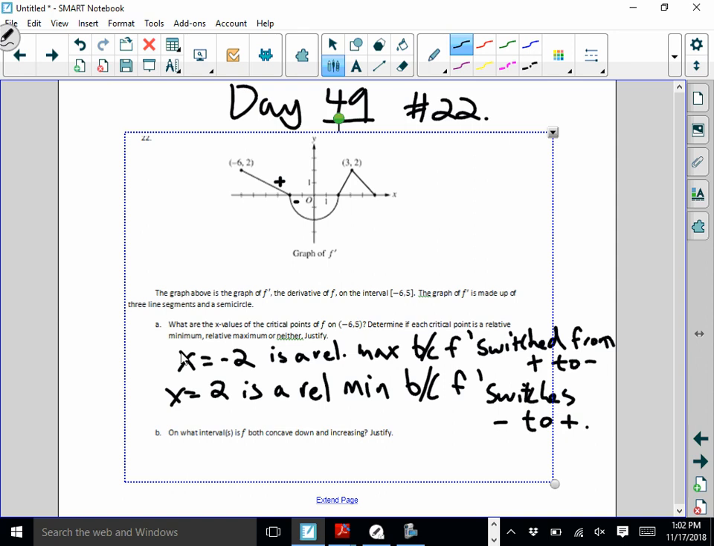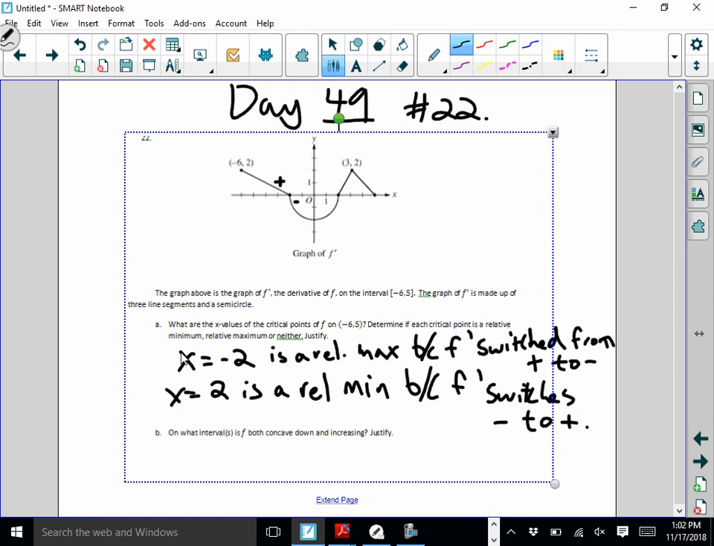Whenever I have these combo platter type questions, what I like to do is focus on the increasing, decreasing part first to narrow down my choices. Okay, so I'll worry about f being concave down in a second. I want to first worry about f increasing. I know f increases whenever f prime is positive.